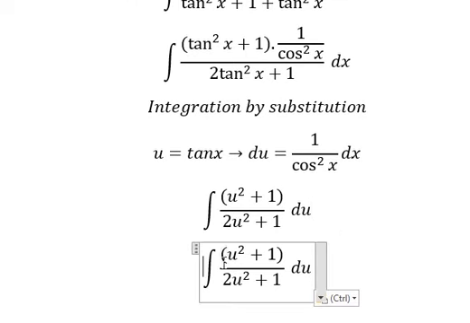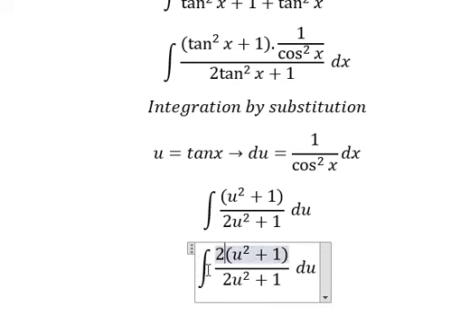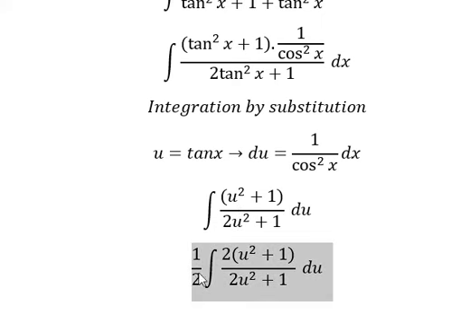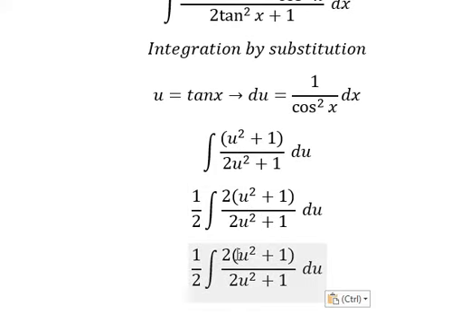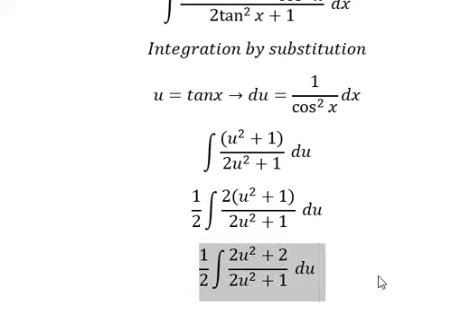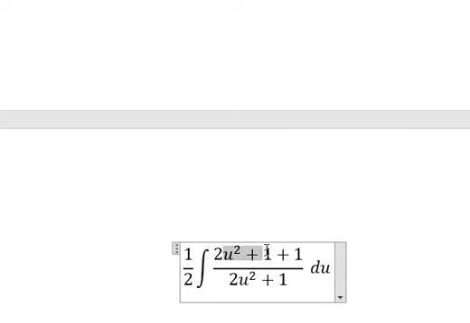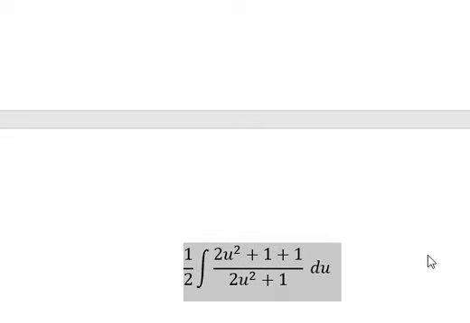Next we need to multiply by number 2, so later we divide by number 2, because this way they will return back to this one. So 2 multiplied by u square plus 1, you get 2u square plus 2. The reason I want to do it this way is because number 2 we separate into 1 plus 1. And 2u square plus 1 divided by 2u square plus 1 you will get 1.